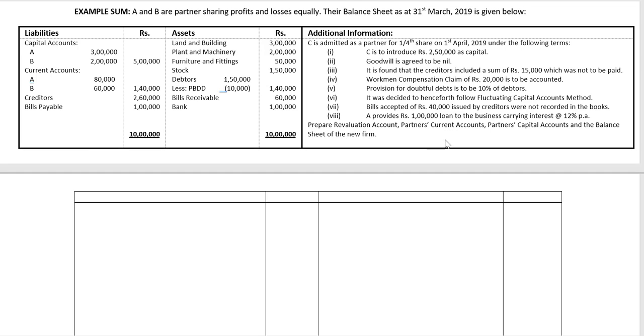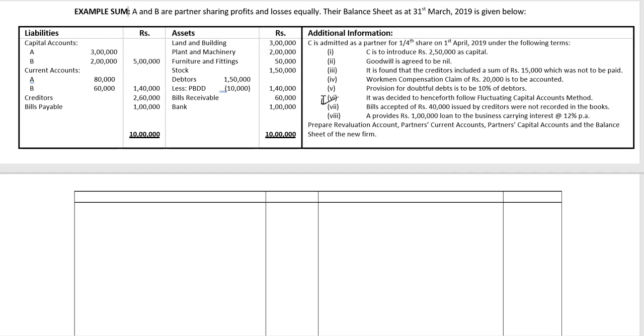We are asked to prepare the revaluation account, the partners' current accounts, partners' capital accounts and the balance sheet of the new firm. Now, when we look at the balance sheet on the left of the screen, we have the balances of capital accounts which is given for A and B, as well as the balances of the current accounts for A and B. So we know that the firm is right now currently following the fixed capital method. The sixth point tells us that the firm is interested in henceforth following the fluctuating capital accounts method.